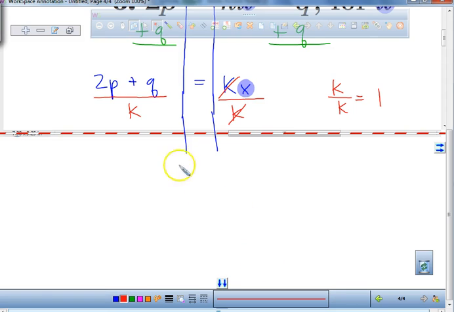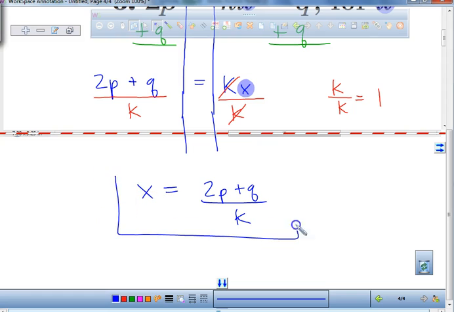Come on, let's go. So what is our final answer? What is x equal to? 2p plus q divided by k. That's it, right there. That's what x is equal to. 2p plus q, all divided by k.